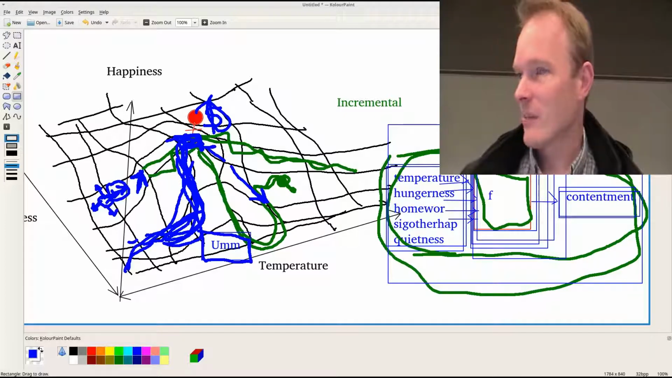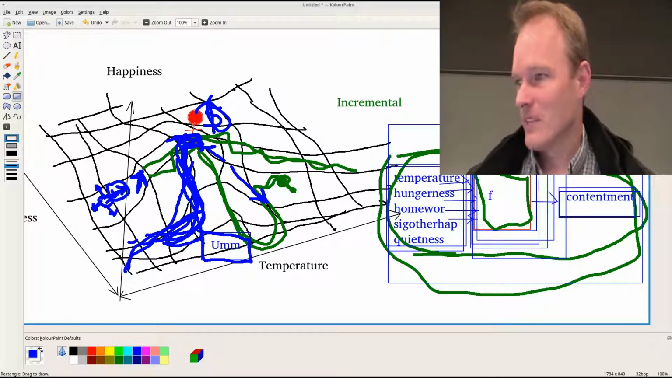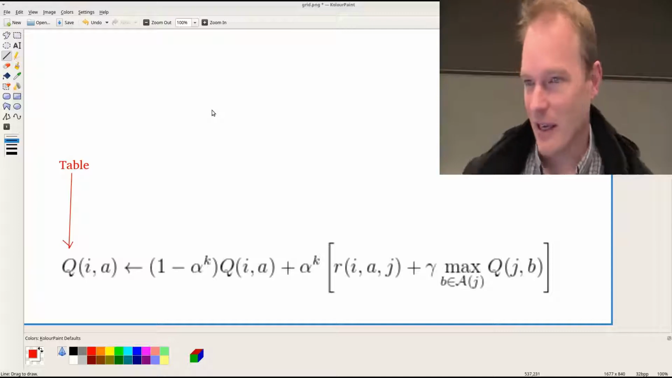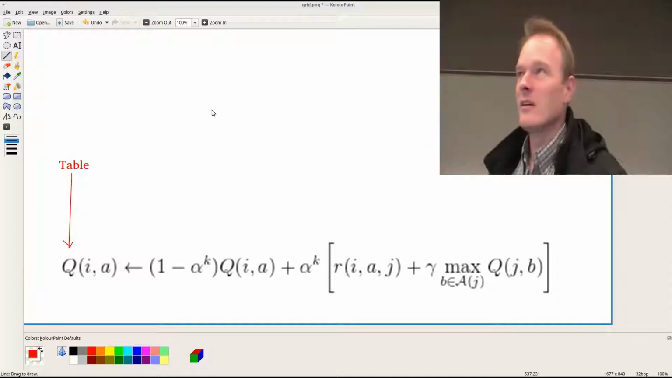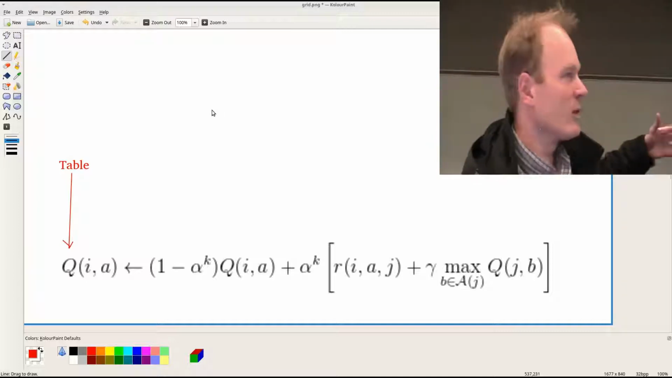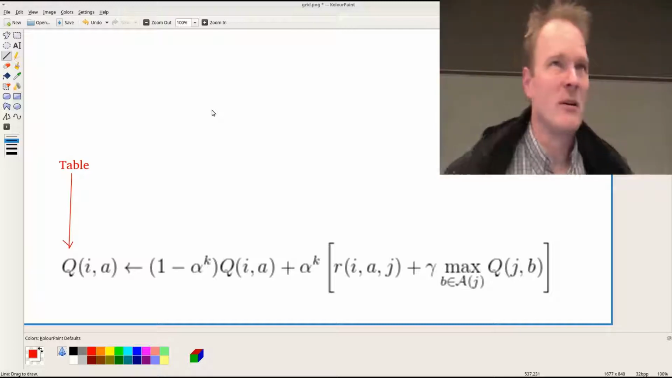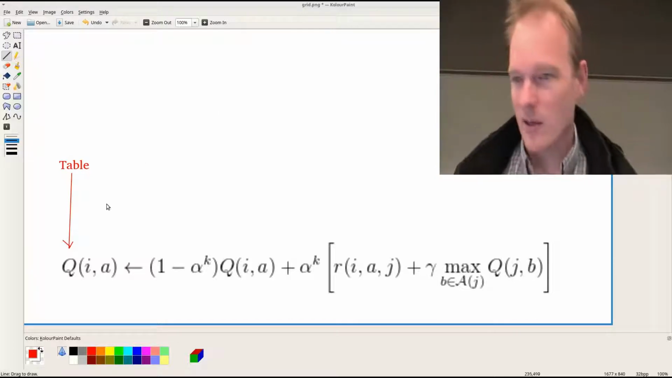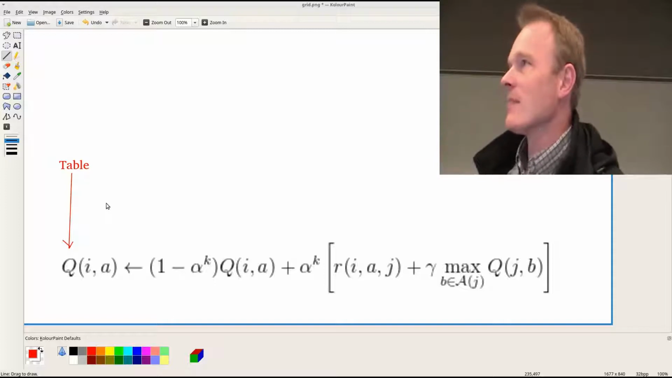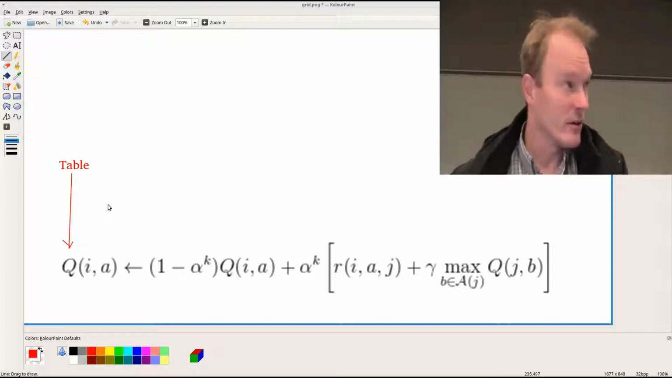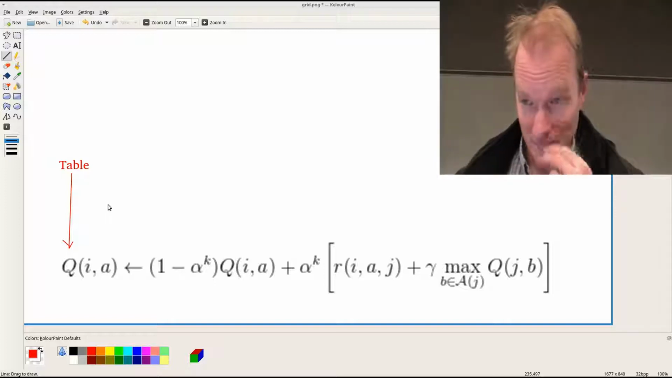Right? It's the function that maps from state to contentment. And this is the thing that we want to learn. Q could be represented with a neural network or a decision tree or anything else if you wanted to, but we're just going to do it with a table because it's easy. If you want to implement it with a learning model, that would be even more awesome.